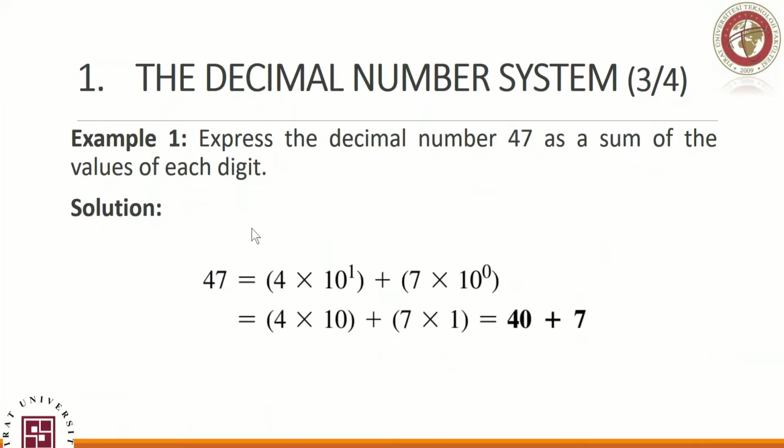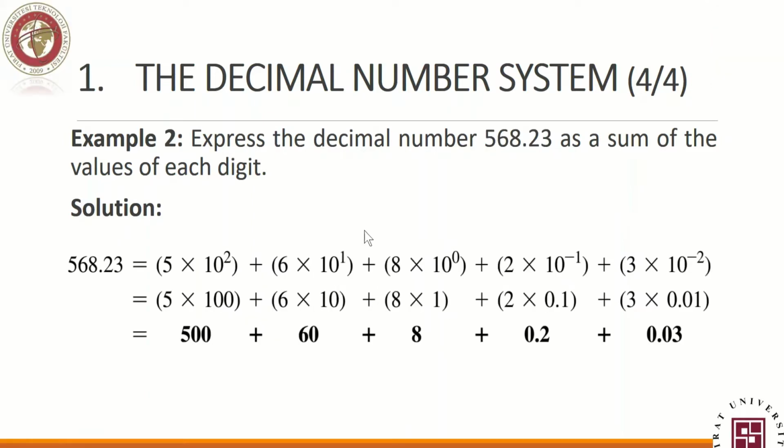I'll give you a few examples. Now look at this simple example. If you want to represent this one as a sum of values of each digit, the value of 7 in this number is 7 times 10 to power 0, or 7 actually. And the value of 4 in this representation, not 4 by itself, 4 is 4, it doesn't change, but in this representation, it's actually 4 times 10 to power 1, or 40. So it's 40 plus 7. That's the exact representation.